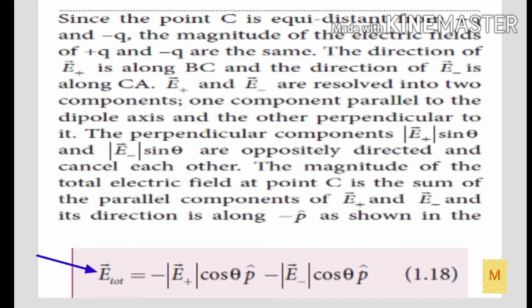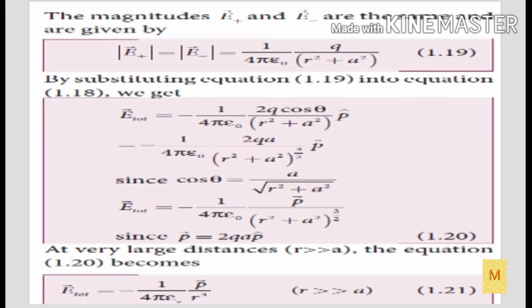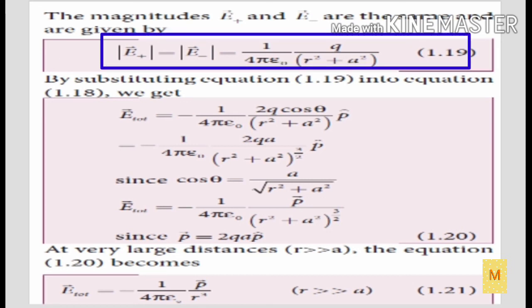Hence the total electric field vector will be written as minus mod E plus vector cos theta into p cap minus mod E minus vector cos theta into p cap. Here why are we putting minus? Because both the parallel components are acting in the negative x direction. Here the magnitudes of E plus vector and E minus vector are the same, and it is given by mod E plus vector is equal to mod E minus vector is equal to 1 by 4 pi epsilon naught Q divided by R squared plus A squared.